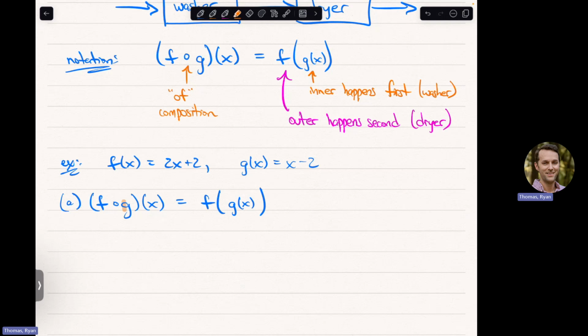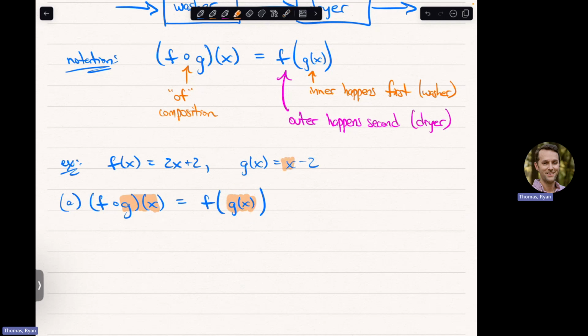So the thing that we want to focus on is that the inner function, the one that happens first, is g. So I'm not even paying attention to the f part of things right now. I'll look at that later. I'm going to focus on the inner thing because I have to do it first, right? I have to run things through the washer before I put them in the dryer.